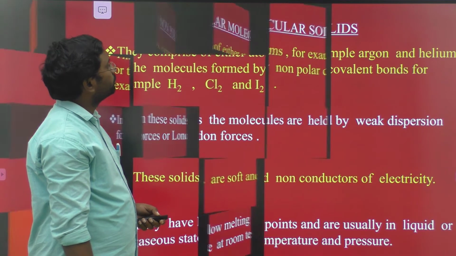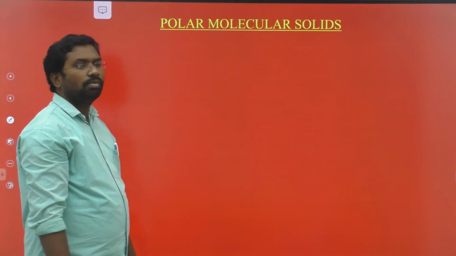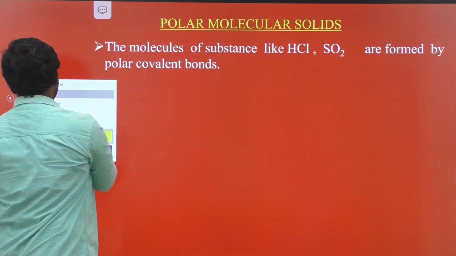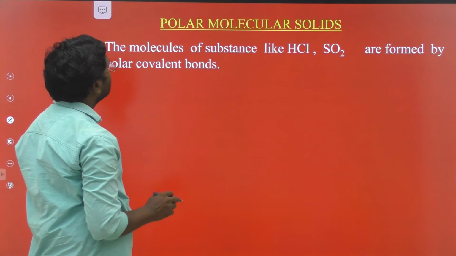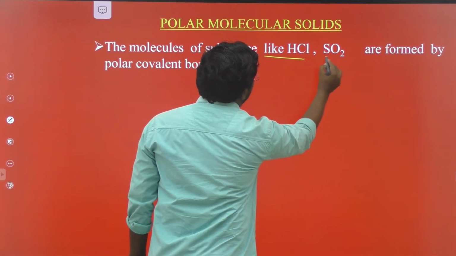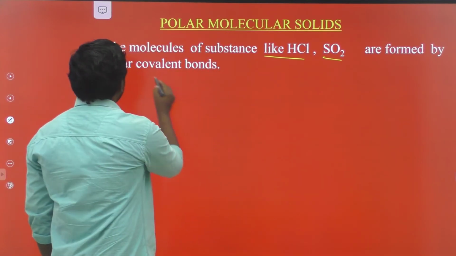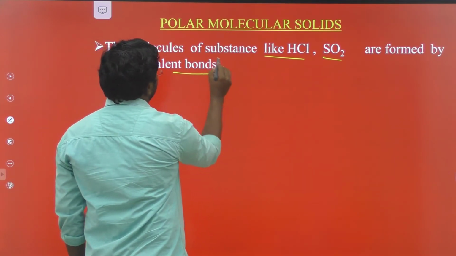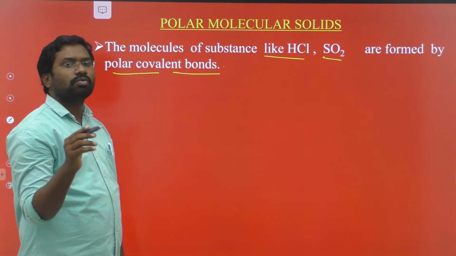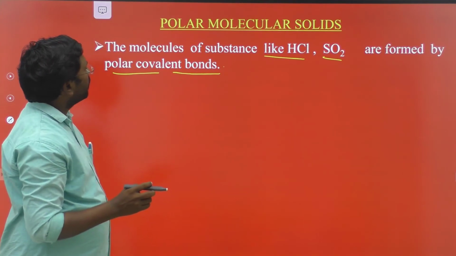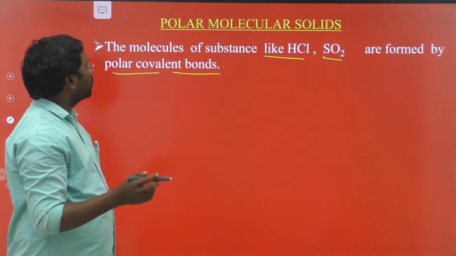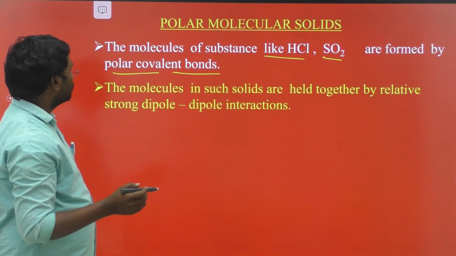And coming to the next one, polar molecular solids. So what are polar molecular solids? In the second classification of molecular solids, the molecules of substances like HCl and sulfur dioxide are formed by polar covalent bonds. The name indicates that polar molecular solids have polar covalent bonds.